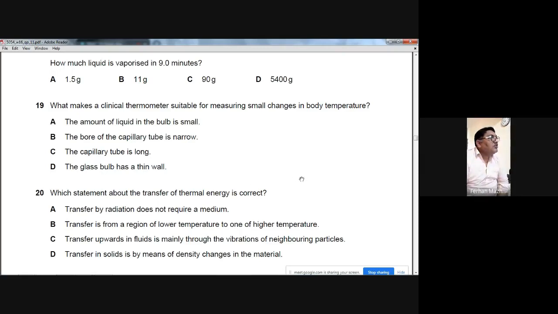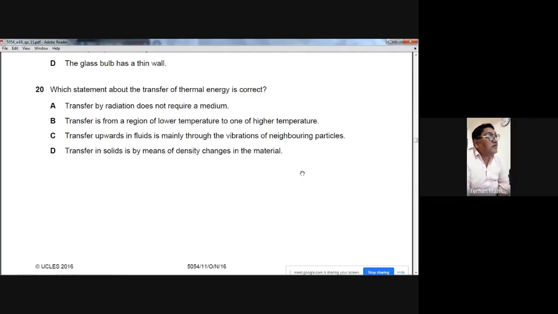Question number 20. Which statement about the transfer of thermal energy is correct? Transfer by radiation does not require a medium. That's right. Radiation does not require a medium. Transfer is from a region of lower temperature to one of higher temperature. That's wrong. Transfer upwards in fluids is mainly through the vibrations of neighboring particles. Transfer in solids is by means of density changes. So the best answer is choice A. So for question number 20, the choice is A.